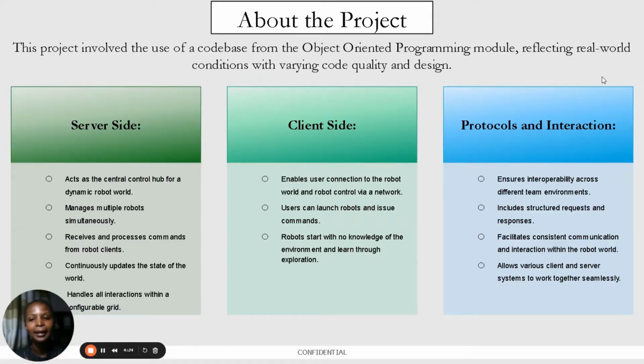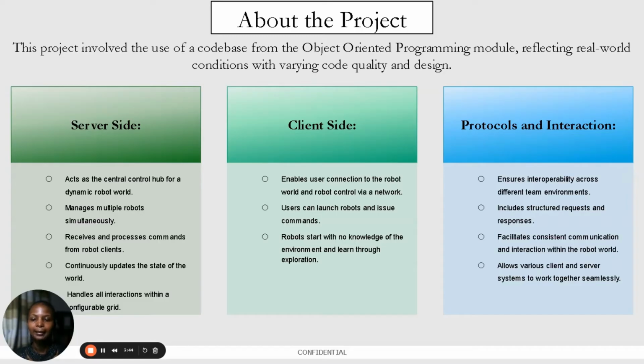With the server side, it acts as the control hub for a dynamically constructed robot world, which is responsible for managing multiple robots simultaneously. It also processes commands from robot clients, updates the world state, and maintains all interactions within a configurable grid world. The key elements include handling visibility, managing obstacles and bottomless pits, as well as allowing various robot actions, such as moving and attacking based on server-defined rules.